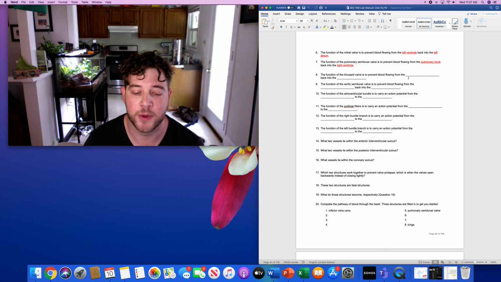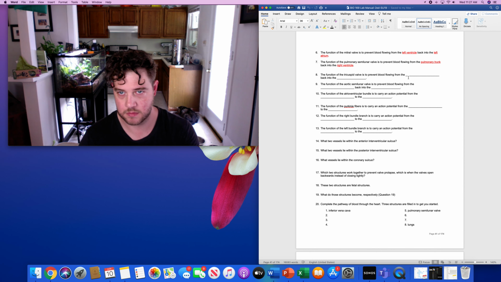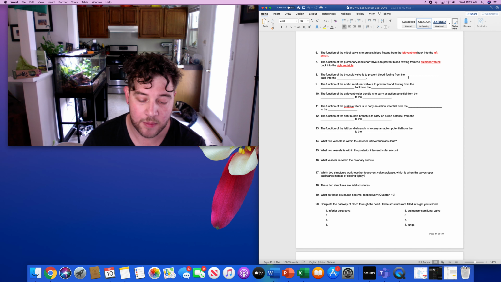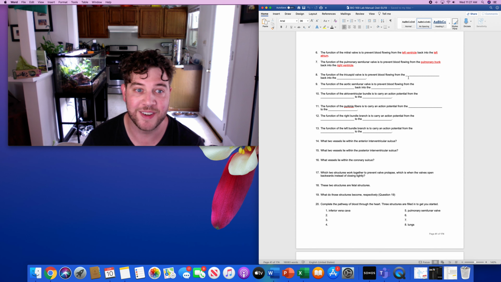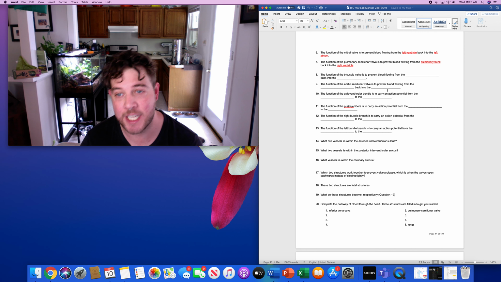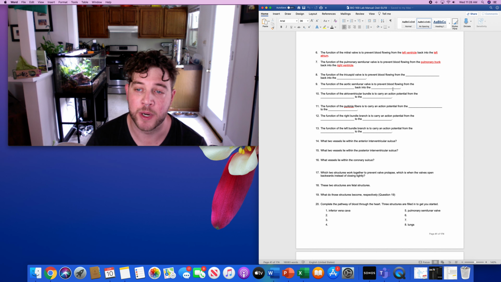It's to prevent blood from flowing from, am I on the right page? Yeah. The right, sorry. I got mixed up with the notes. The function of the tricuspid valve is to prevent blood from flowing from the right ventricle back into the right atria. Aortic semilunar valve is to prevent blood from flowing from the aorta back into the left ventricle. So where does it come from? Where is it going to?